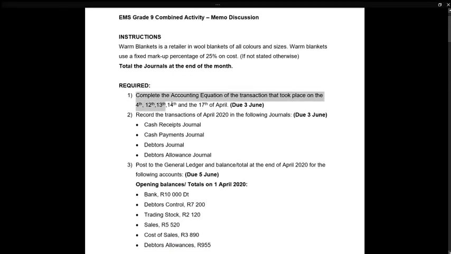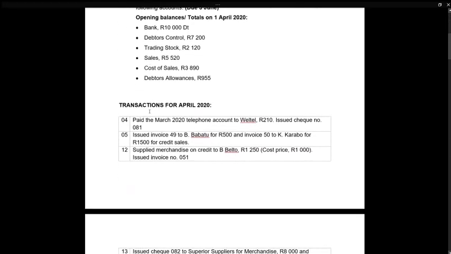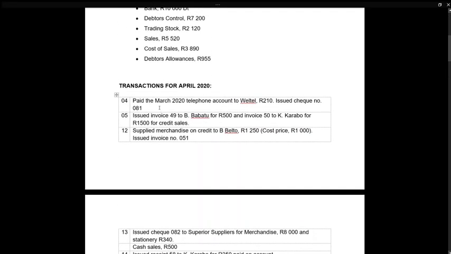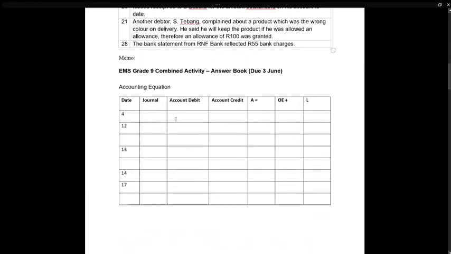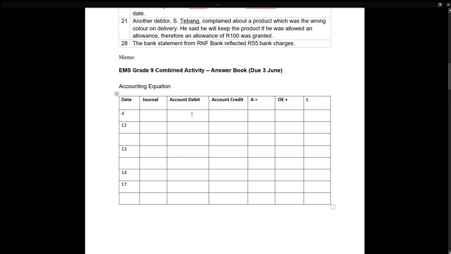Let's do the accounting equation for those transactions. On the 4th, let's go and have a look at the 4th. Paid the March 2020 telephone account to Welltel R210, issued check number 081. Right, let's go and fill that in. Journal, first of all, we are paying money, so CPJ. And this is for June. June is the 6th month of the year, therefore this will be CPJ number 6.